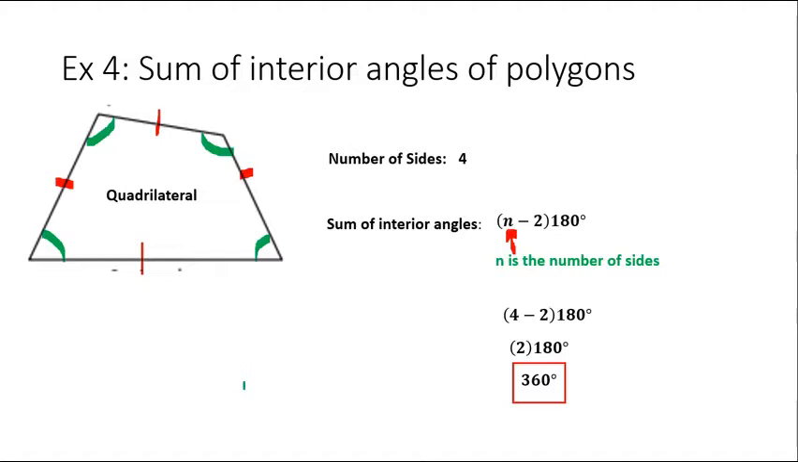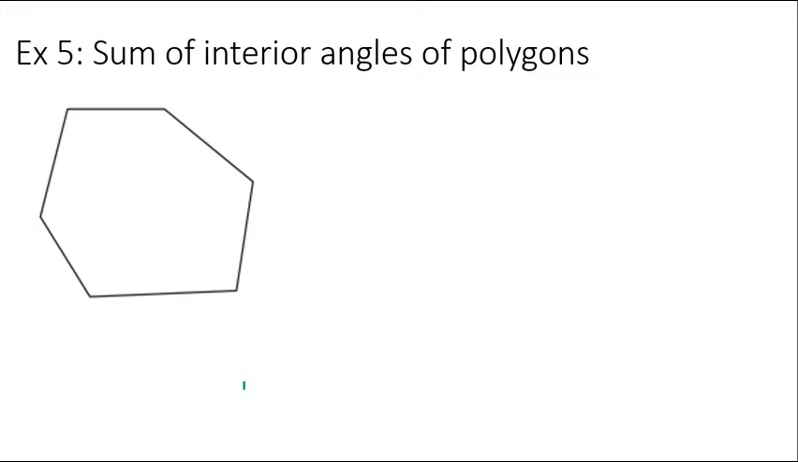Okay, let's go to the next example, example 5. Now in this shape, if you just count the number of sides, we have 1, 2, 3, 4, 5, and then there's 6. A 6-sided shape, we call that a hexagon. Again, the number of sides is 6.